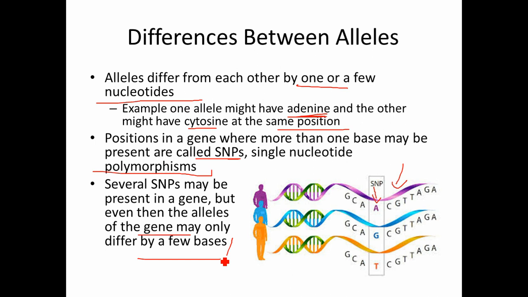Ultimately, you can't change the sequence of the gene too much without ultimately affecting what that protein will do, or how that enzyme or protein will behave. So ultimately, SNPs are only going to be present in a few bases within a gene, at most.